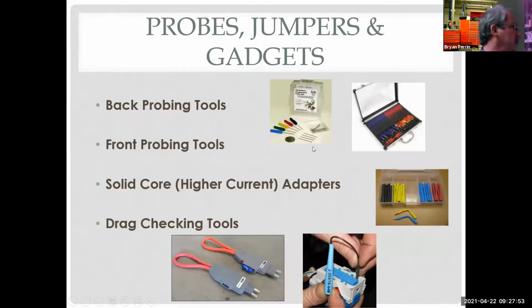Back probing tools. So if I buy a voltmeter, it's going to come with a set of leads. The inexpensive leads come and they just have a set of pointy leads on them. And if they're fancy, they may have some alligator clips that clip on the end.